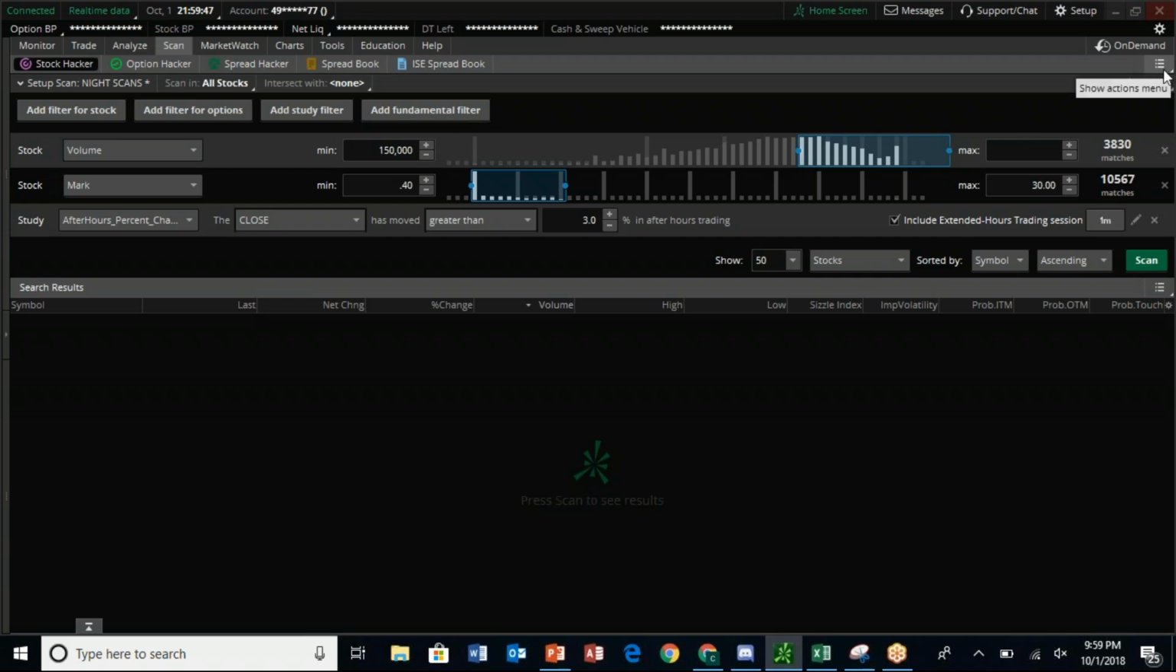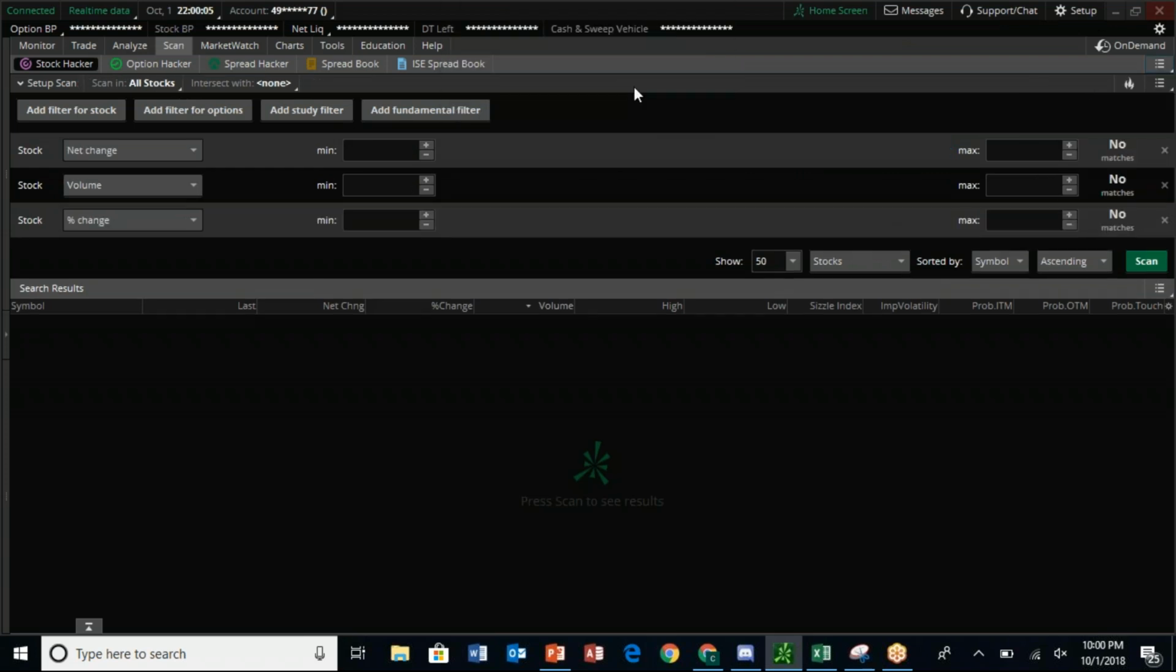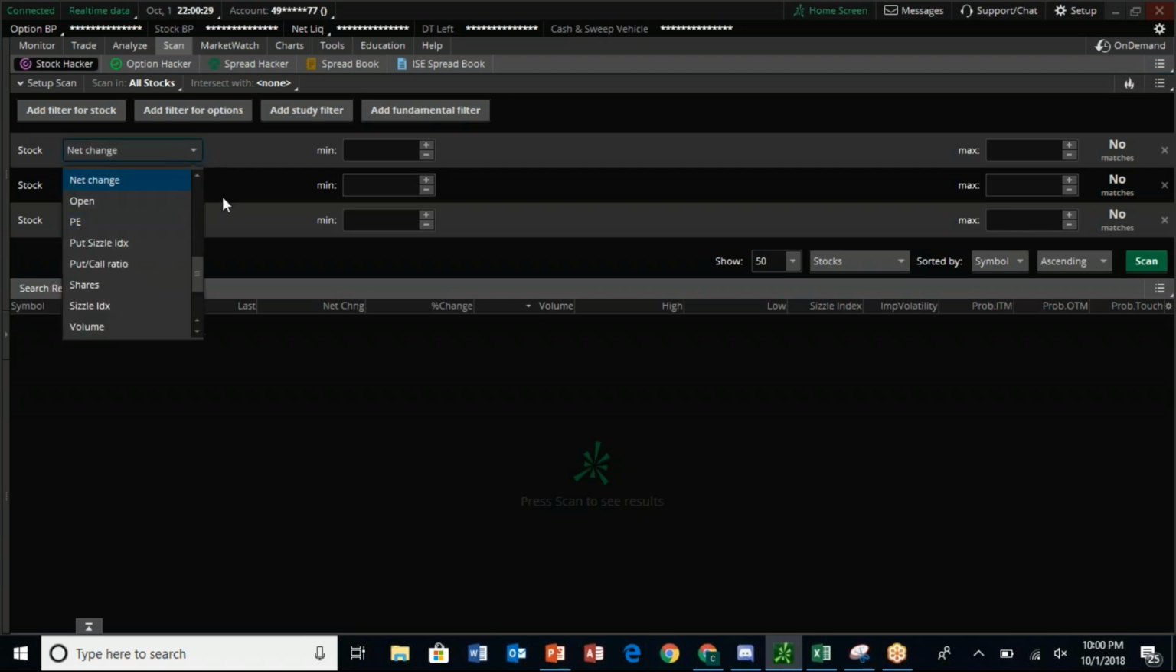So let me make sure that this screen transferred over to audience view. Okay, so everybody's switching over with me. Now I'm on my scanner, and I have these scans already here. Like I was saying earlier, you want to go to the action menu and reset the scanner. Hit yes, and this is what your base default scan setup should look like. From here you can start building on, put the 3 critical components in, and then add on as many study filters, or even fundamental filters, which I haven't touched on yet, that you can use to hone in on what you want to look for.